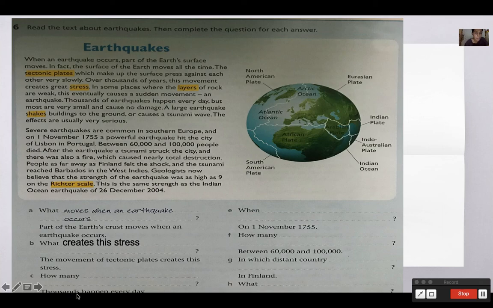Over here, thousands happen every day. How many earthquakes happen every day? Thousands happen every day. Okay, so you have to do the next ones.